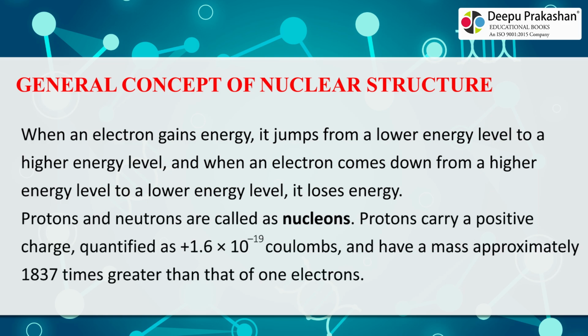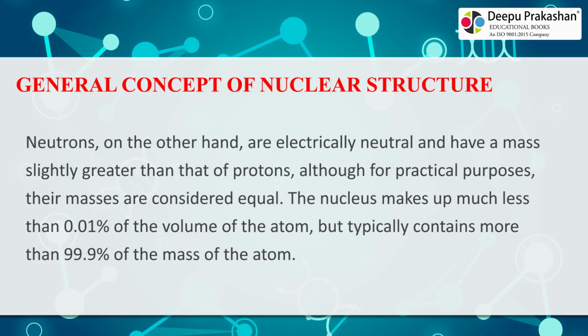Protons and neutrons are called nucleons. Protons carry a positive charge, quantified as plus 1.6 times 10 to the power minus 19 coulombs, and have a mass approximately 1837 times greater than that of one electron. Neutrons, on the other hand, are electrically neutral and have a mass slightly greater than that of protons, although for practical purposes, their masses are considered equal.